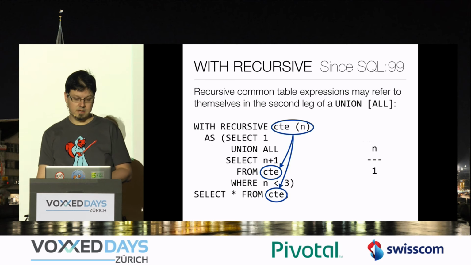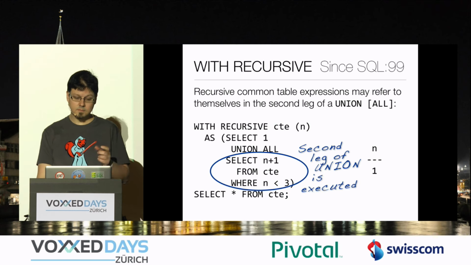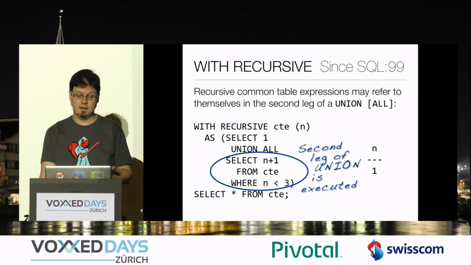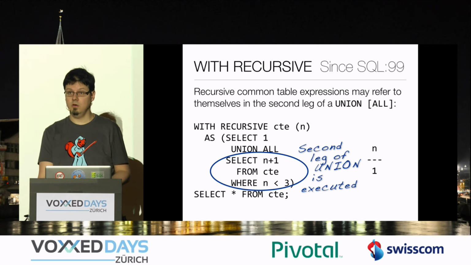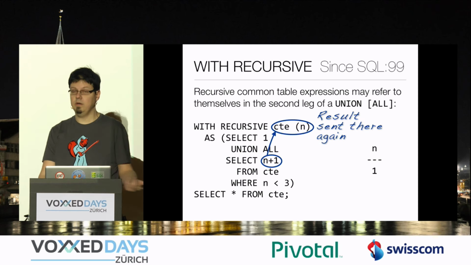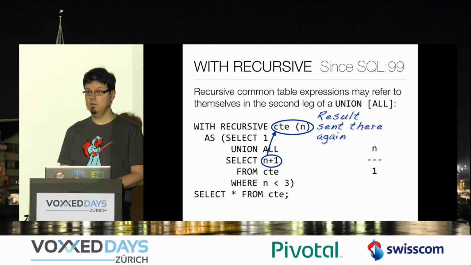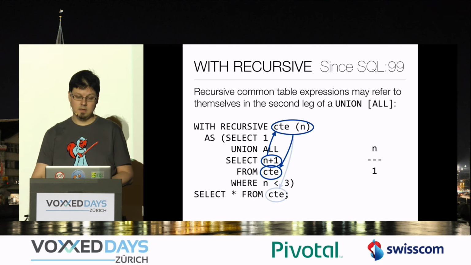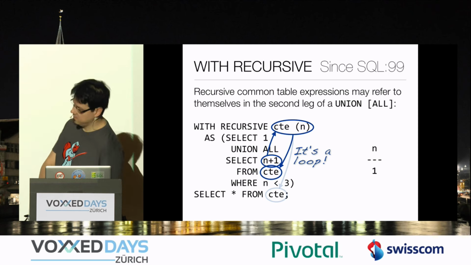But the more interesting part is on the inside, because now the second leg of this UNION ALL starts to execute, and it's executing on this one row it just got, doing whatever is written there. So it says n plus 1, which makes it 2, and sends it again up to the common table expression, and there it builds a loop. Can you see that?